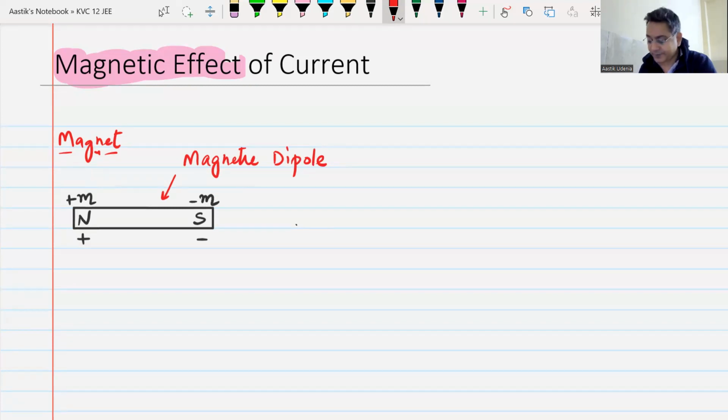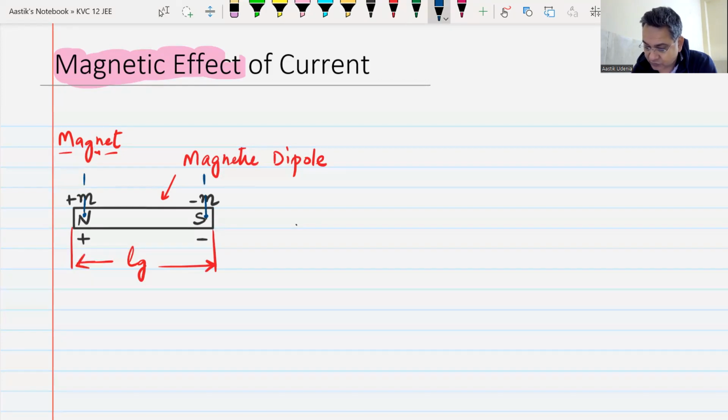Every magnet has a length. The total length of the magnet, end to end, is known as Lg, the geometric length. But these poles are not at the ends, they are somewhere inside the magnet. The distance between the two poles, if north pole is here and south pole is here, is known as Lm, the magnetic length. Draw it.